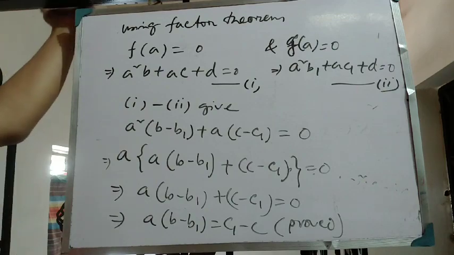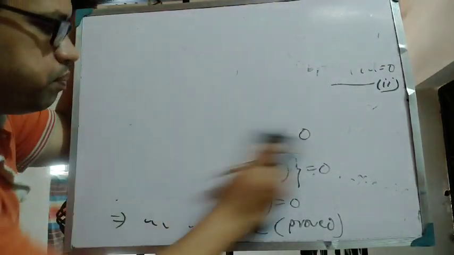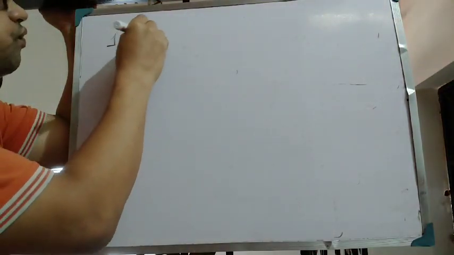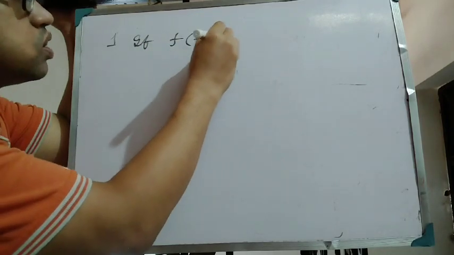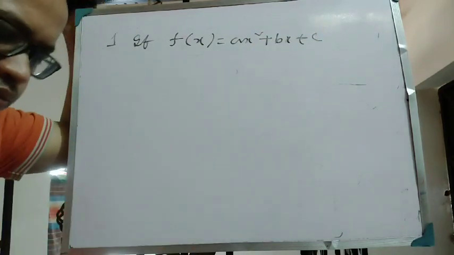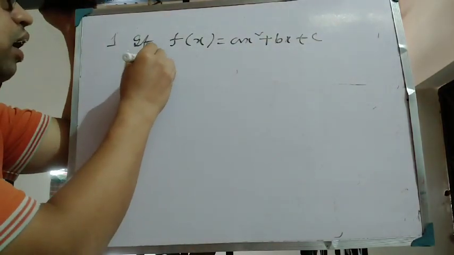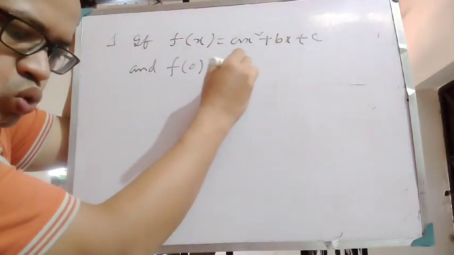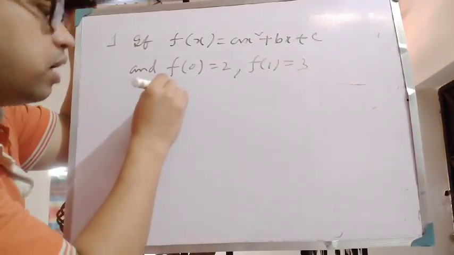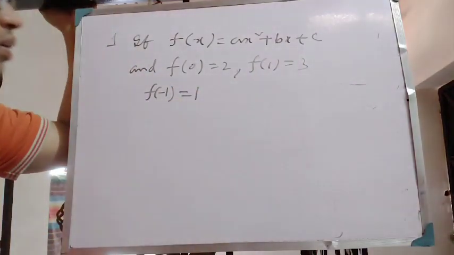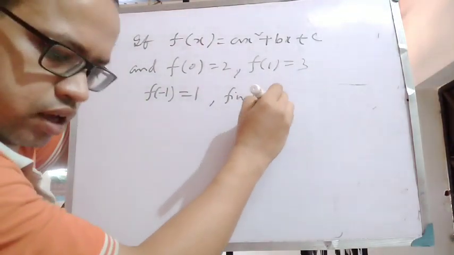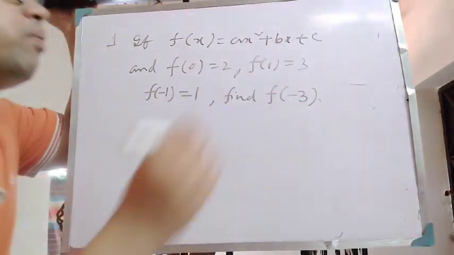Now another type of problem I can discuss from the polynomial. This is very simple. If f(x) equals x square plus bx plus c and f(0) equals 2, f(1) equals 3, f of minus 1 equals 1, then find the value of f of minus 3.